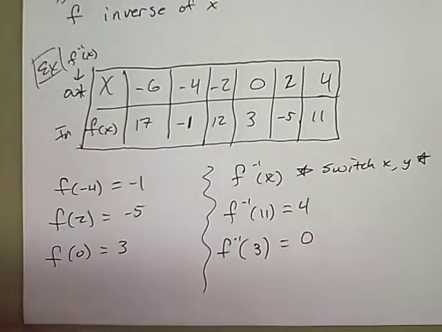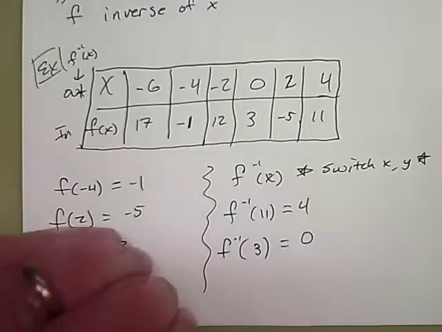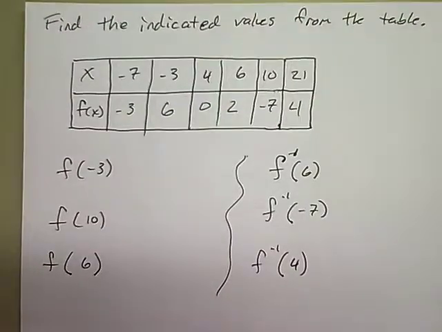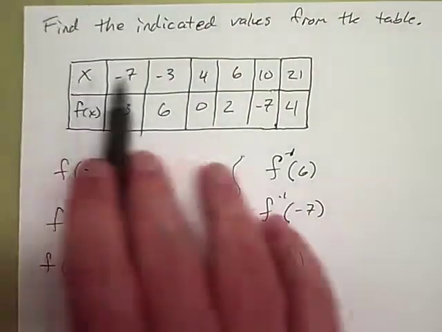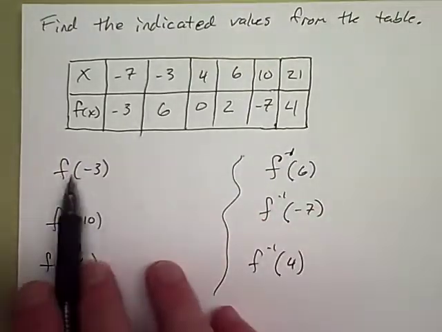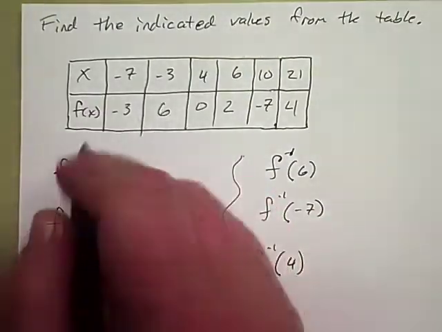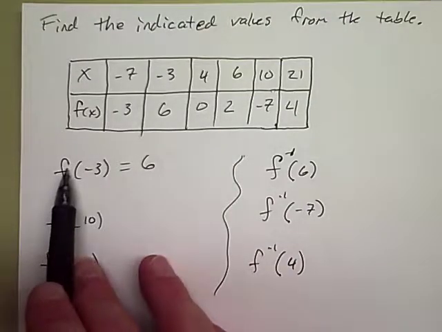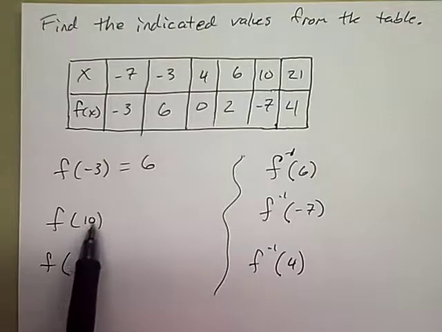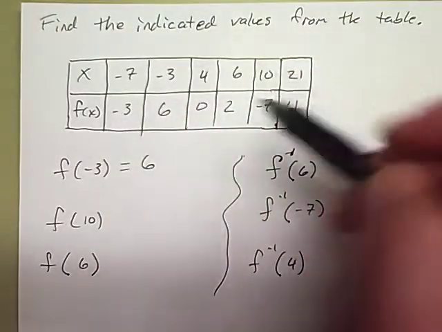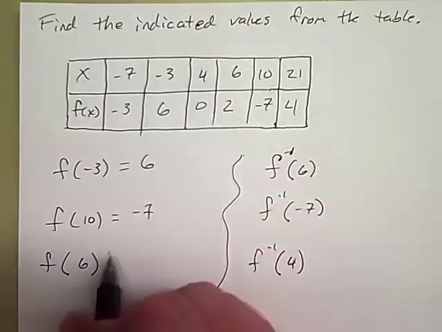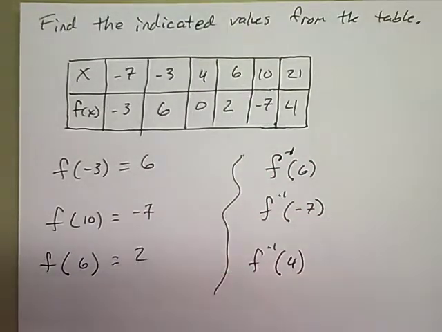All right, let's take a look at a couple more examples. I'm going to do one more table, and then we're going to take a look at what happens on a graph. So let's do this guy here. We have inputs and outputs. F of -3, well, -3 produces a 6. This is a regular function, there's no inverse yet. When I plug a 10 in, what do I get out? So 10 goes in, -7 comes out. And when a 6 goes in, a 2 comes out.